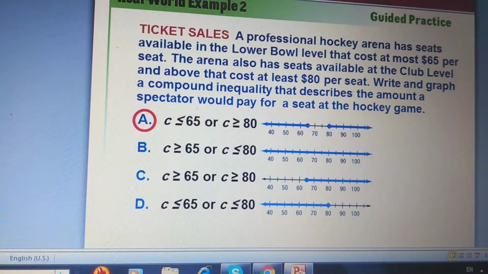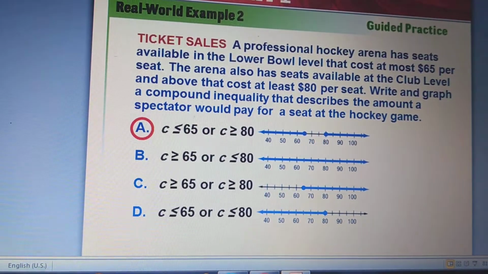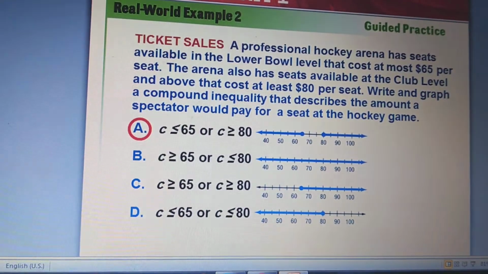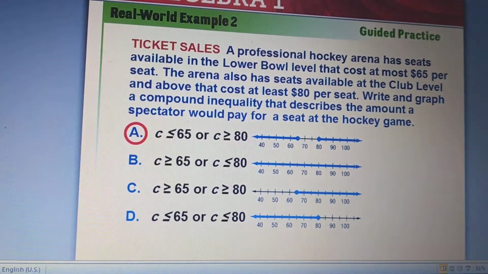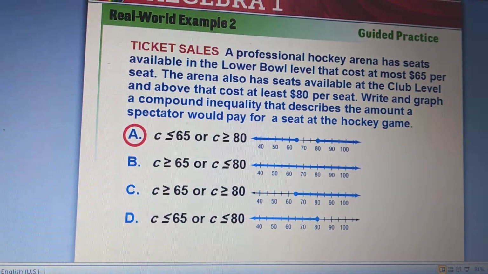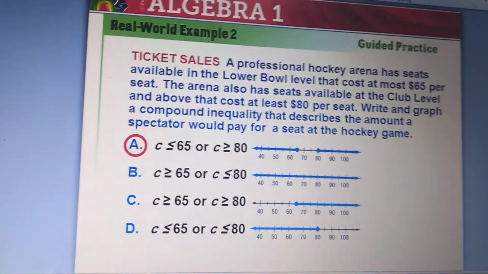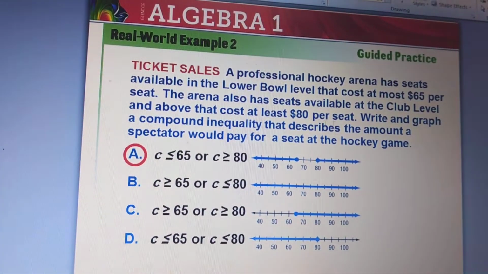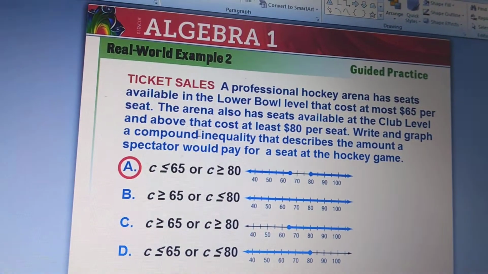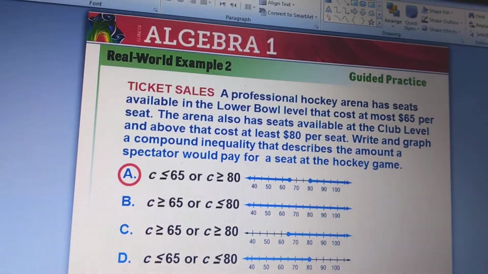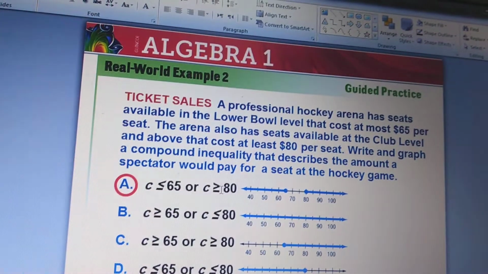He said a professional hockey arena has seats available in the lower bowl level that cost at most $65. This means the variable here he chose is c, c less or equal 65. Then he said club level and above cost at least $80 per seat. At least means more or equal. c more or equal 80.